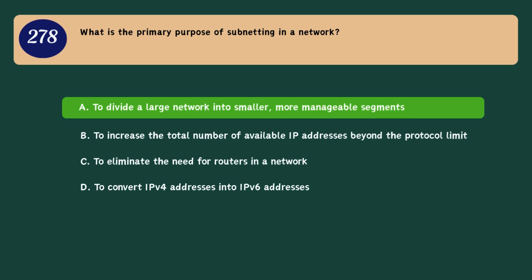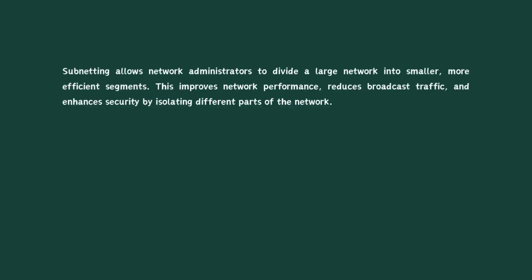Correct answer: A. To divide a large network into smaller, more manageable segments. Subnetting allows network administrators to divide a large network into smaller, more efficient segments. This improves network performance, reduces broadcast traffic, and enhances security by isolating different parts of the network.